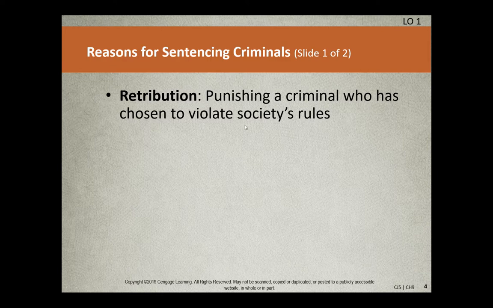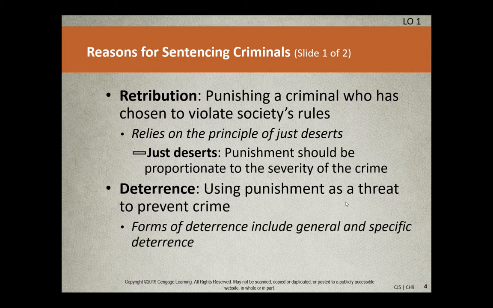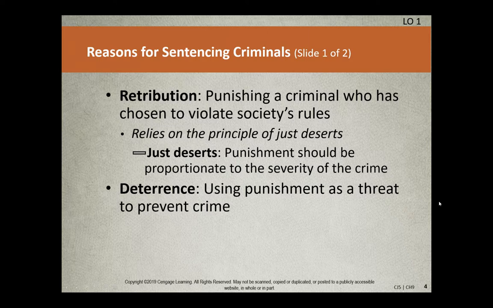The second philosophical reason is deterrence. Deterrence refers to the strategy of preventing crime through a threat of punishment. We have a couple of different types of deterrence that are important to understand: general deterrence and specific deterrence. General deterrence is the idea that by punishing one person, society will be discouraging others from committing a similar crime. Specific deterrence is an assumption that an individual, after being punished once for a certain act, will be less likely to repeat that act again if we punish them.